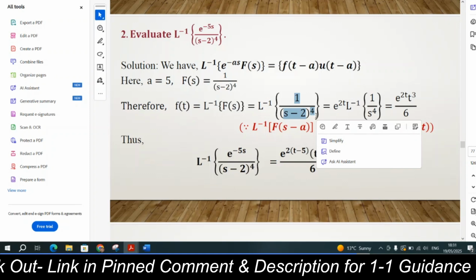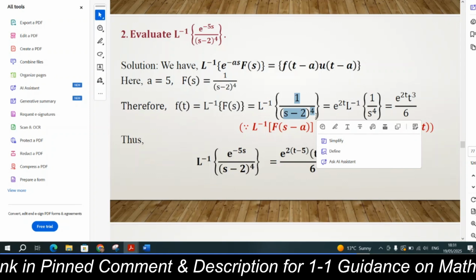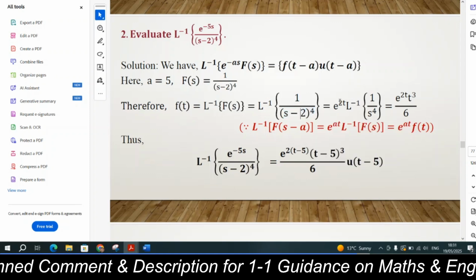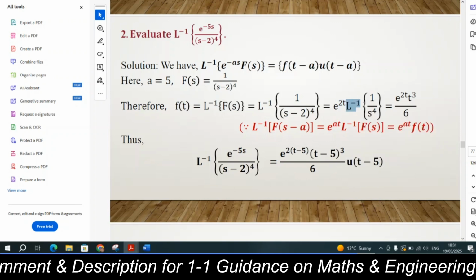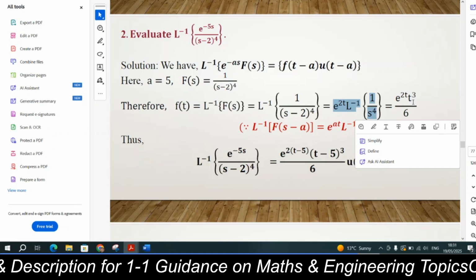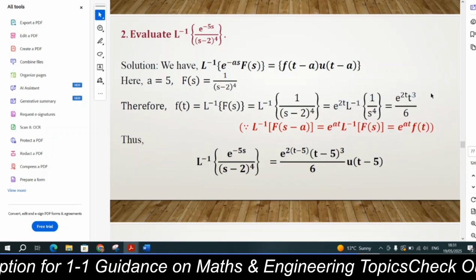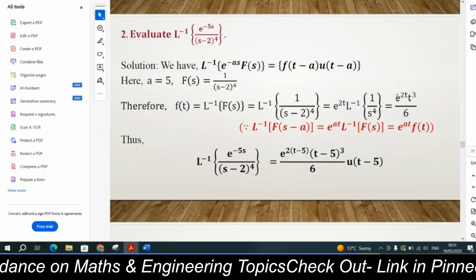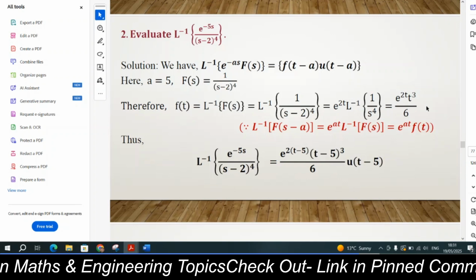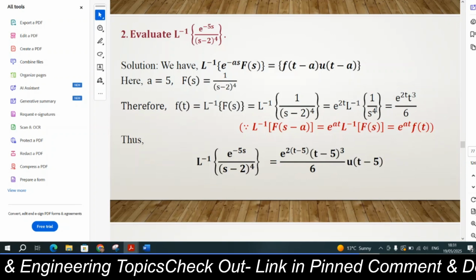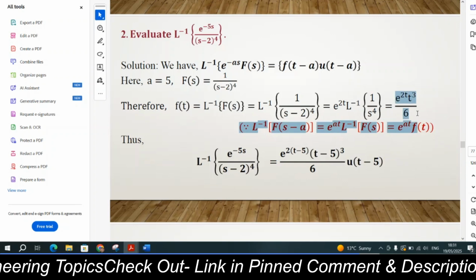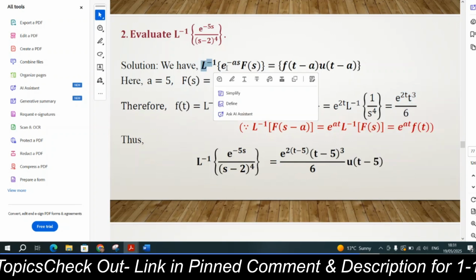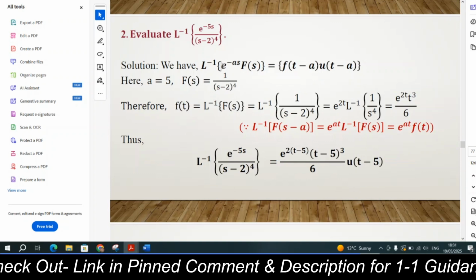So if you are going to remove this, you know you have to apply the formula for 1 upon s minus 2 raised to 4. Now for this, you know it is Laplace transform of this, but you cannot apply this directly. So now you apply the first shifting for inverse Laplace, and therefore this 2 will come out positive, e raised to 2t. Then you have Laplace inverse of 1 upon s raised to 4, which becomes t cube upon 3 factorial, which is 6.